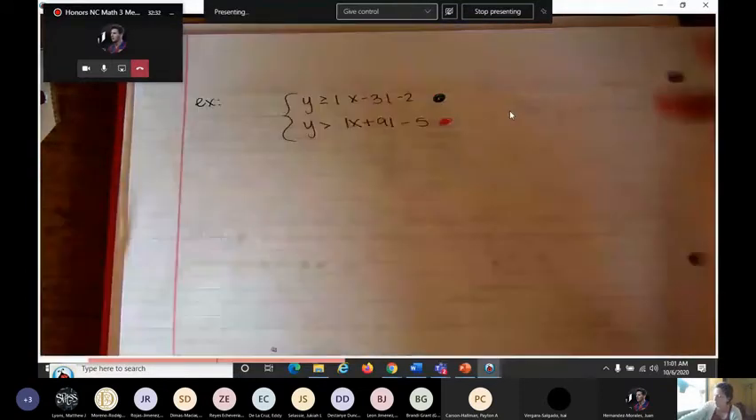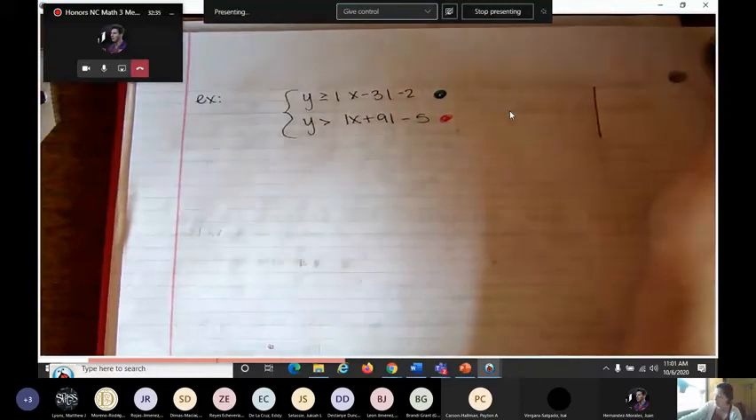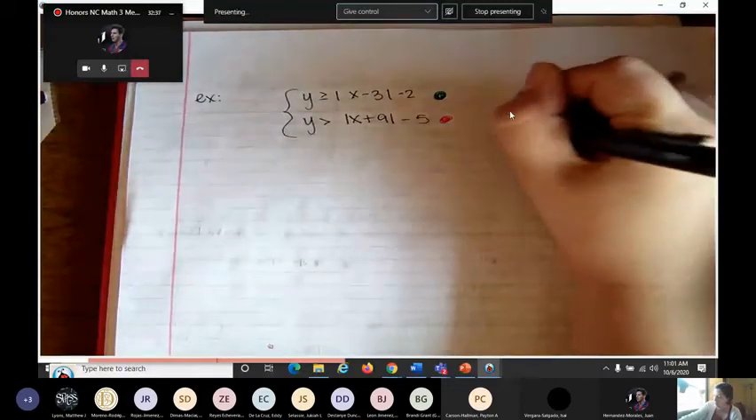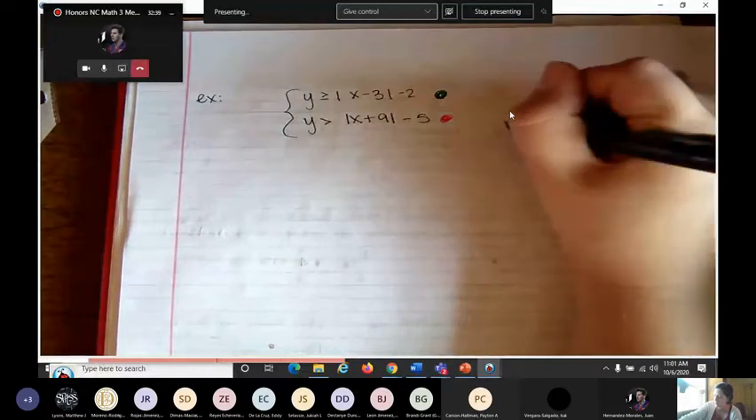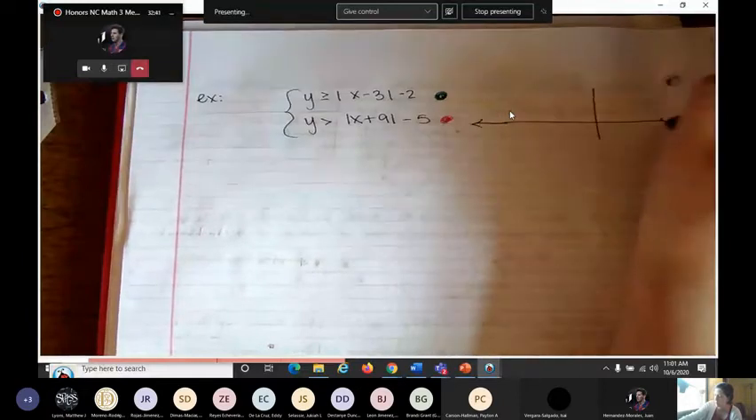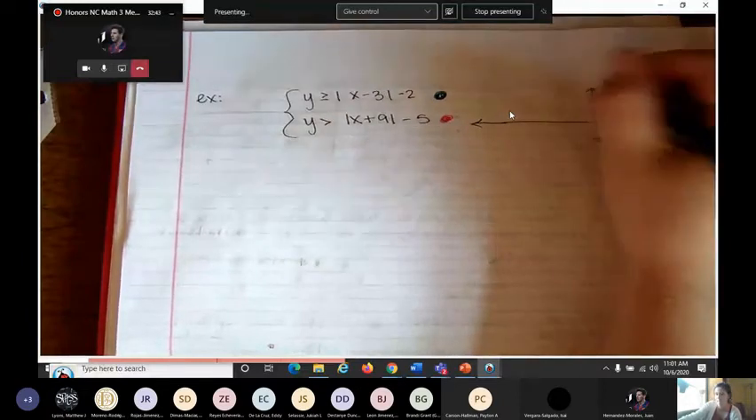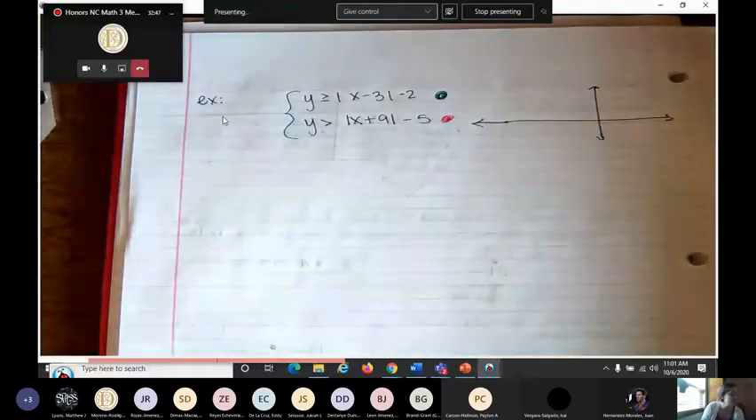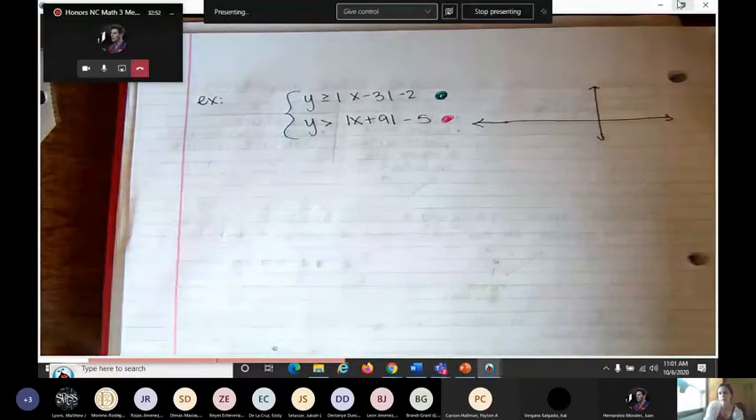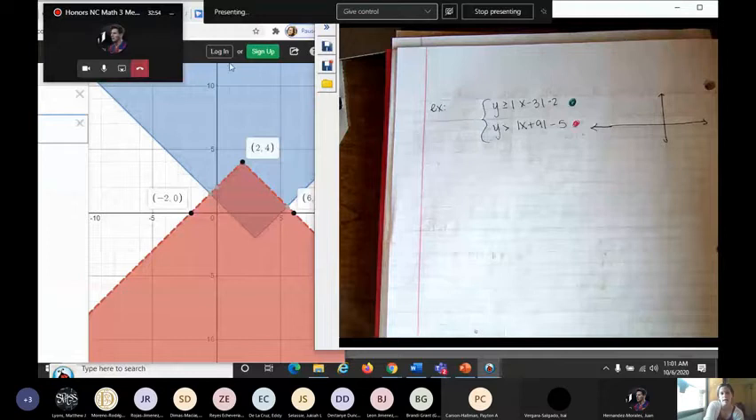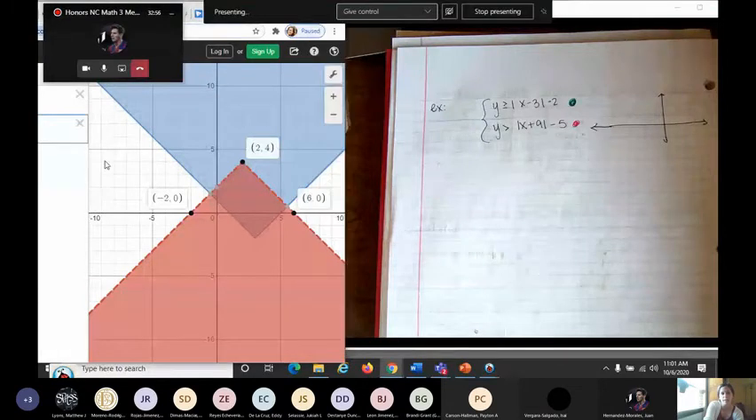And I'm going to sketch out a graph. We need more on the left than we do on the right. I'm going to extend it out a little bit. Okay. So let me make this a little bit smaller and I'll go ahead and start typing in our functions into Desmos.